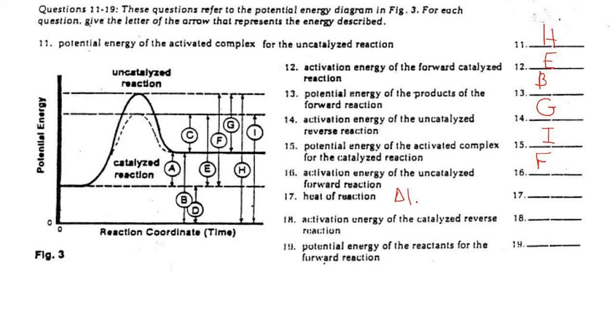17, the delta H, right? Heat of the reaction is the delta H, change in heat, change in energy. So that's the difference between the products and the reactants. That's letter A. 18, activation energy of the catalyzed reverse reaction. So we're going backwards, catalyzed. So the lowered hill, how much energy does it take to get up the lowered hill going backwards? That's letter C. And then the last one, the PE of the reactants for the forward reaction. That's pretty simple. That would be letter D.